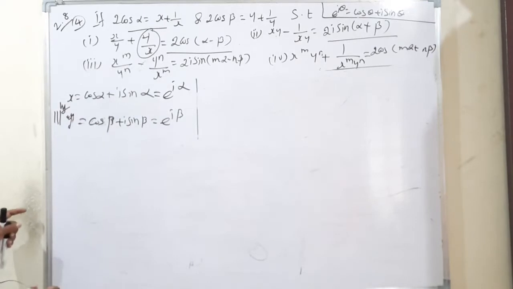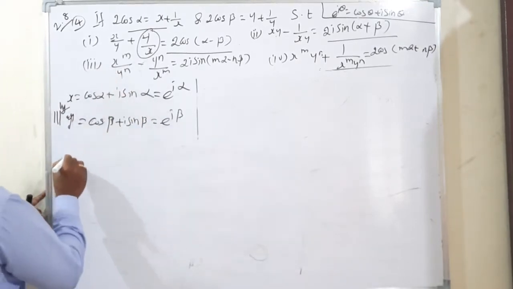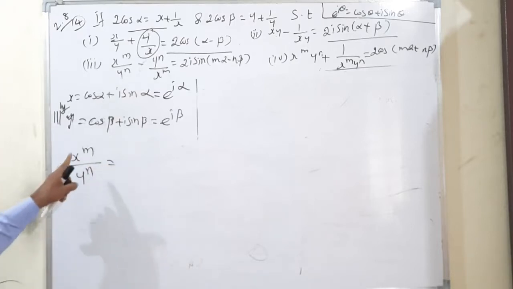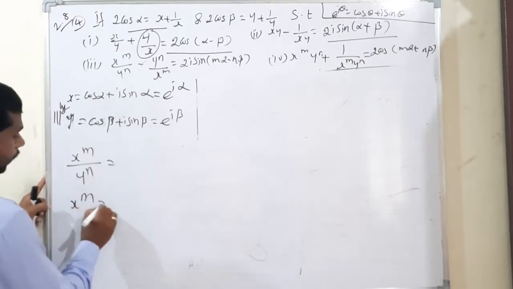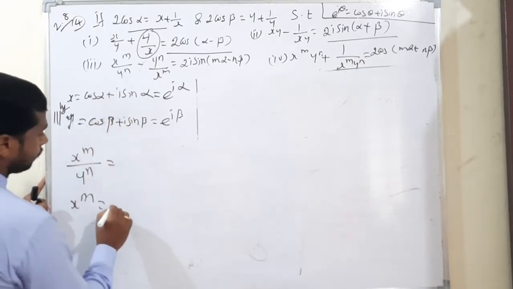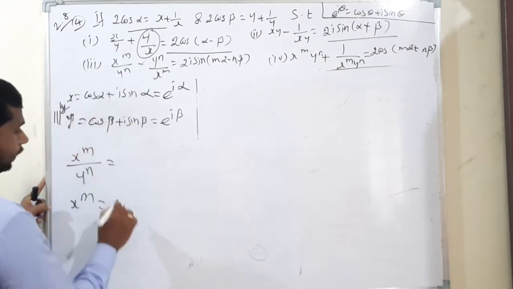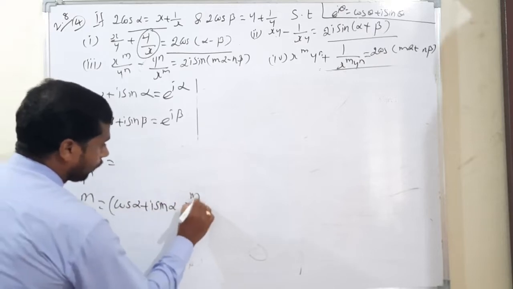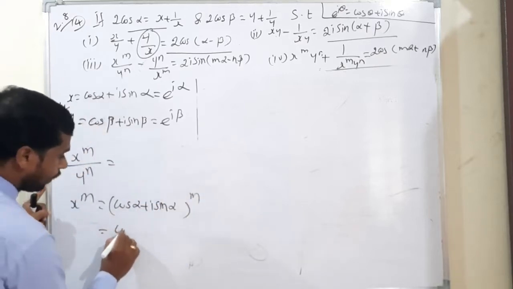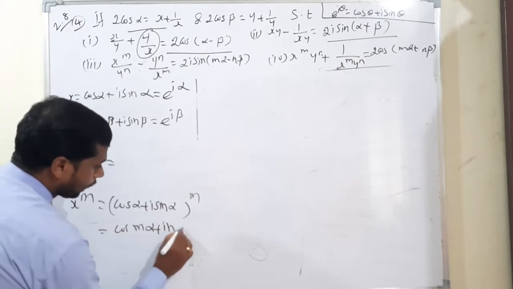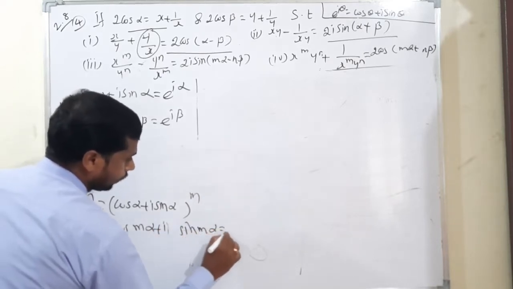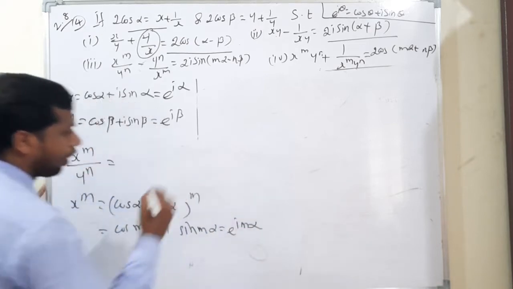So what is the third condition? x^m divided by y^n. First we need to find x^m. Already we know x is equal to cos alpha + i sin alpha. The whole power of m, according to De Moivre's theorem, gives cos m alpha + i sin m alpha. This is actually e^(i m alpha).